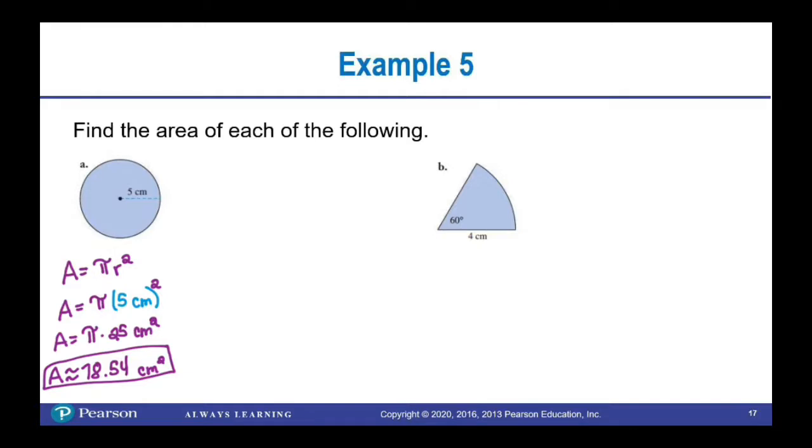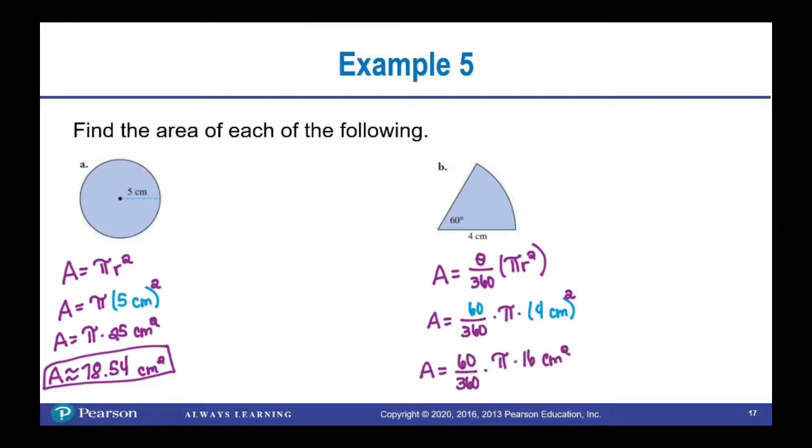Now look at part B. We have a sector, a piece of a pie. The formula for the area of a sector is theta over 360 times pi r squared. Theta here is our angle, which is 60, and our radius here is 4 centimeters. 4 centimeters squared is 16 square centimeters. Type this into your calculator. You would type in 60 times pi times 16 divided by 360, and you end up with approximately 8.38 square centimeters. Again, read your directions carefully in MathLabs.